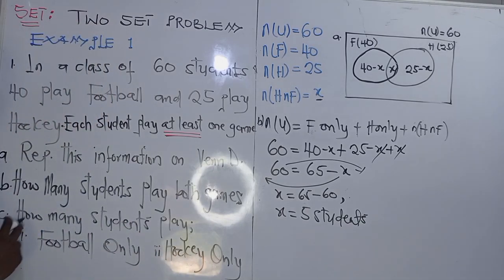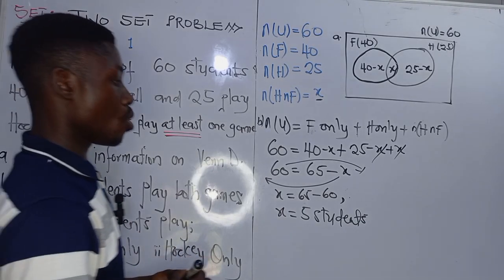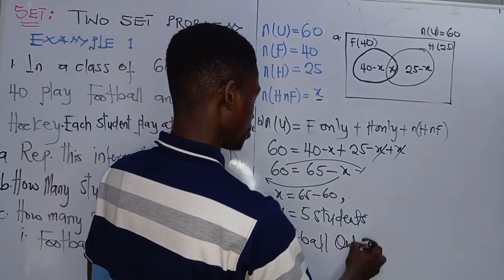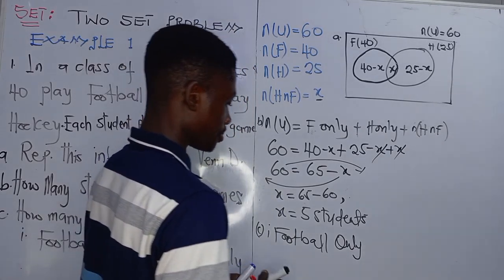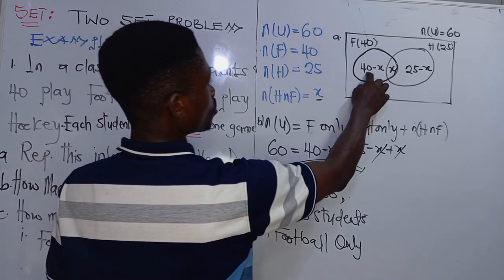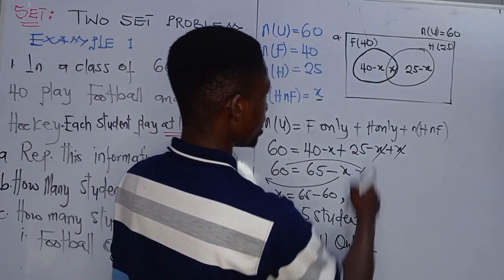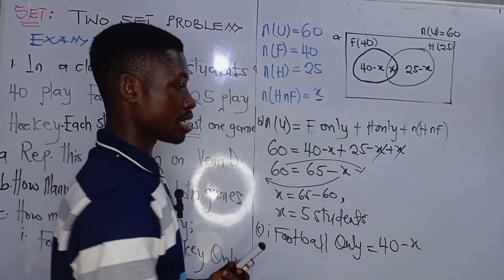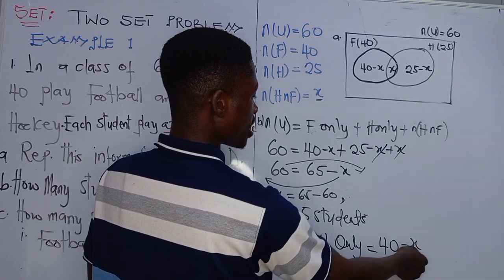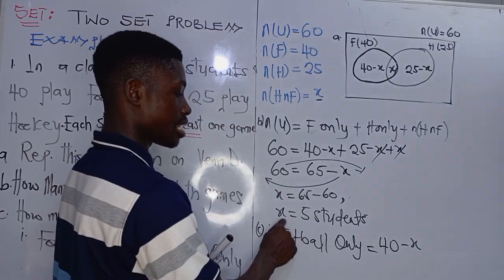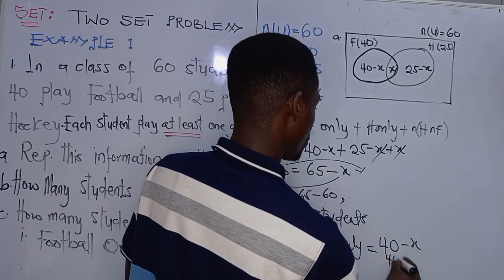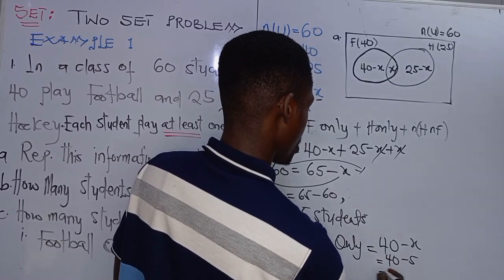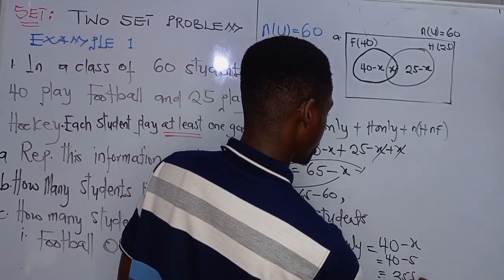Let's look for C, i. How many students play football only? So we have C, i, football only. We said that this region represents football only. So football only is equal to 40 minus X. But we have already established that the number of students who play both games are 5 students, and that is X. So we are going to have 40 minus 5. So we have football only to be 35 students.